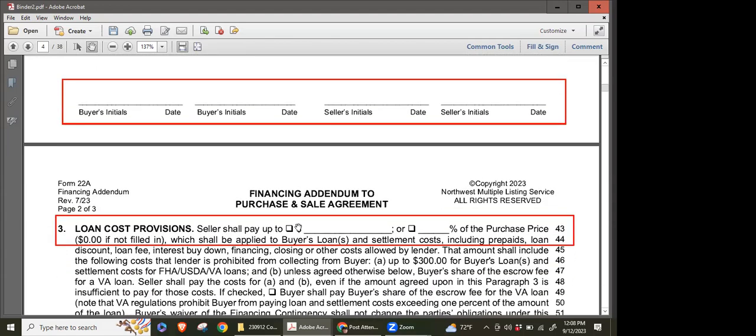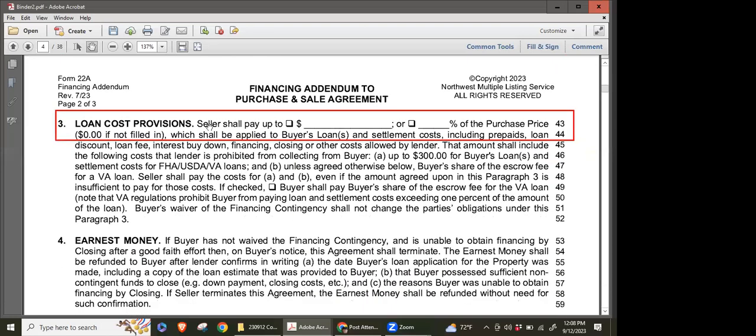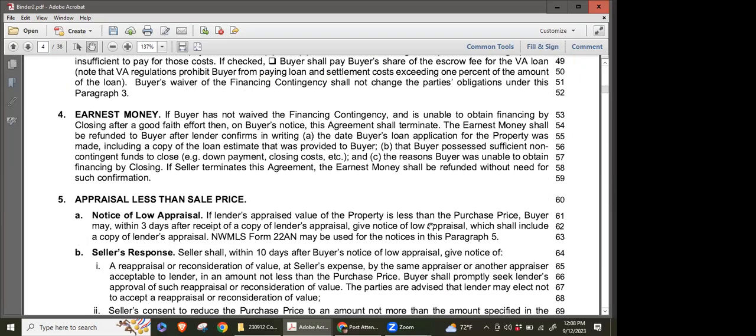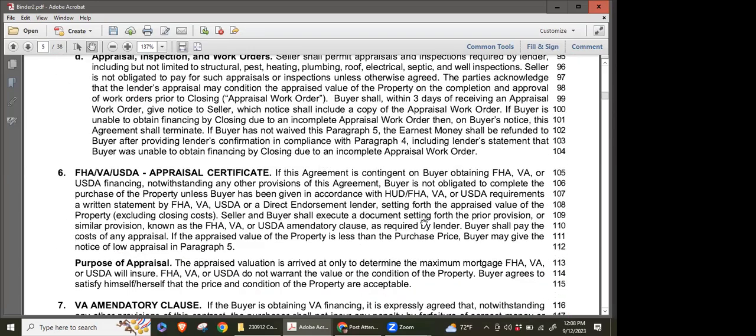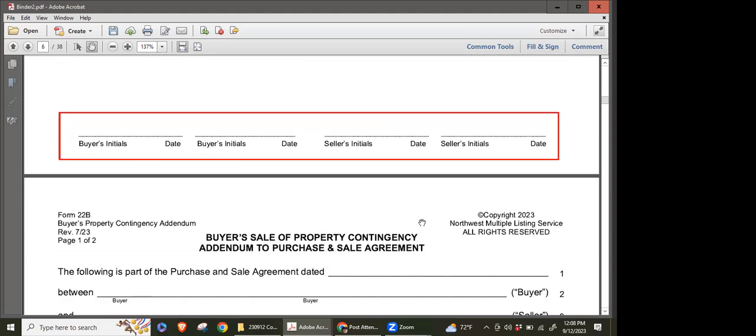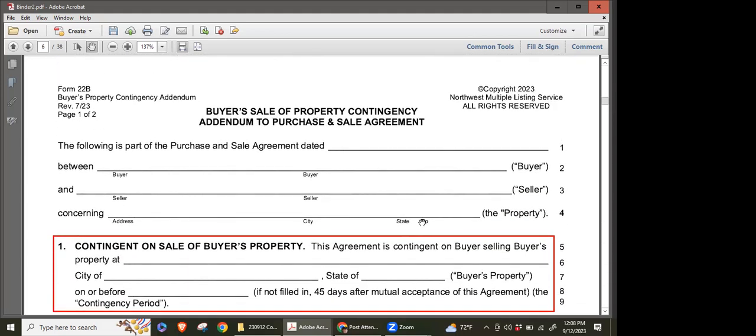Okay, and once again, I look for initials. I just peruse this, make sure that it's not something extraordinary. And again, the initials on the bottom of the page. Those are the things that I look at for compliance.